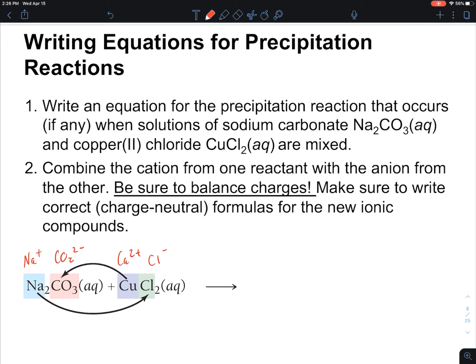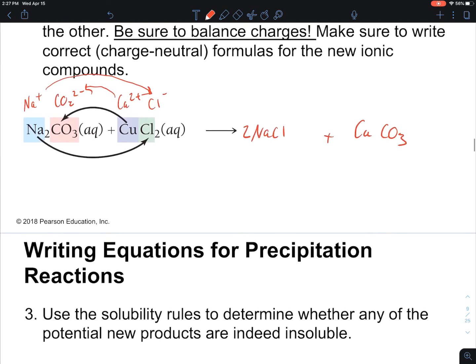So sodium was originally paired with carbonate, which is the negative ion. Now it's going to pair with chloride, right? Copper is going to pair then with carbonate. And so you get NaCl plus copper carbonate, right? CuCO3, copper carbonate. Now what you've got to do is make sure that this balances, right? So you've got 2 sodium, you've got to put a 2 in front of sodium chloride, and then I think that's it, right? Everything else balances otherwise.